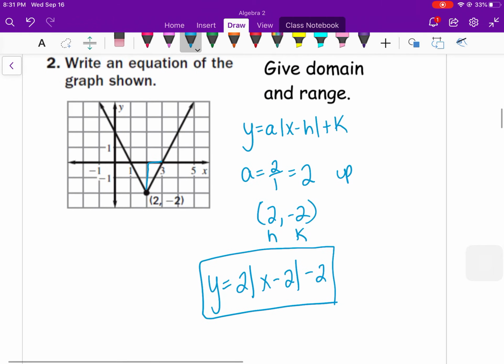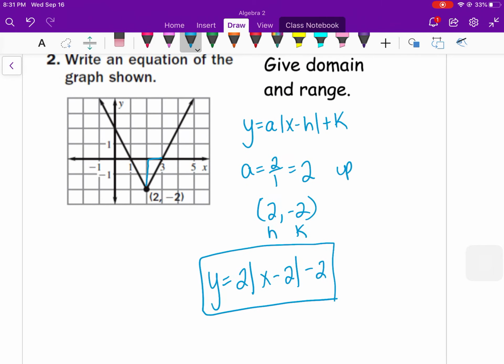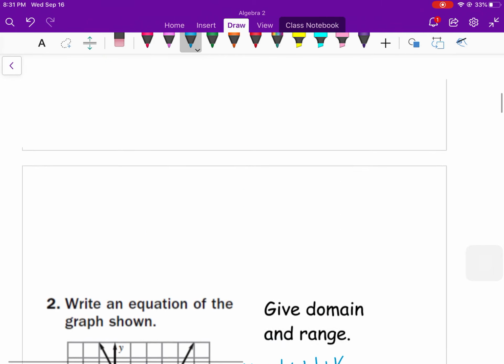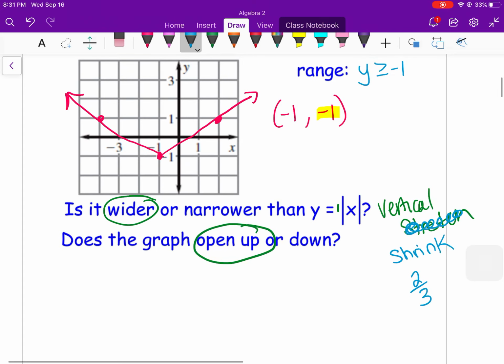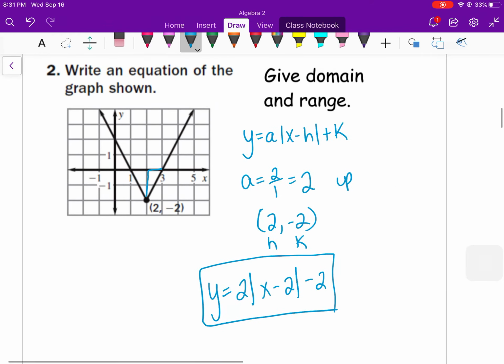Oh, I should mention this one has a vertical stretch. What did I say in the last one? Yeah, this is wrong. I'm sorry. This is actually a vertical shrink in the first one. I misspoke there because 2/3 is less than 1, and it is wider. This one has an a value of 2. See how it looks more narrow? This one is the stretch. Sorry about that.